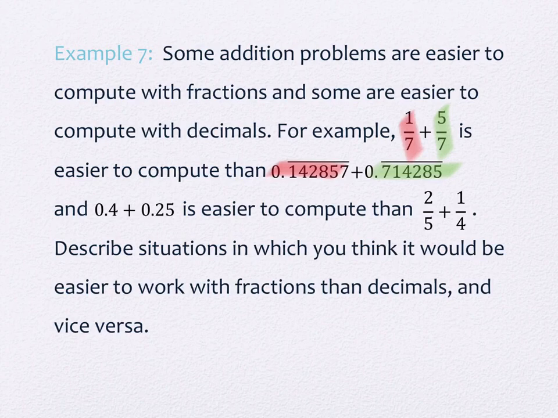But if you did 0.4 and 0.25, that one is easier to do in decimal form than its corresponding fractional form, 2/5 and 1/4. Can you think of situations where it's easier to work with fractions than decimals, and some where it's easier to work with decimals than it is to work with fractions? And these are related questions, just asked in reverse order of one another. So tell me what your thoughts are, and then we'll put them into some kind of a category.